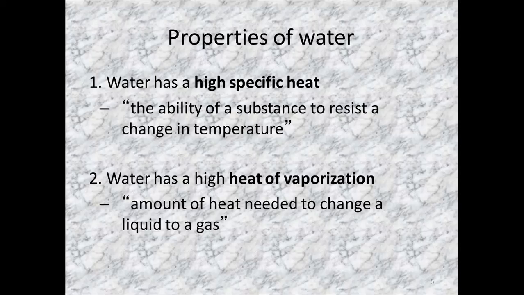For the environment, this high specific heat and high heat of vaporization help to keep our environment stable in terms of temperature, meaning that we don't have 300 degrees during the day and negative 200 at night. We only go from, say, 100 in the desert to 50 at night. So that slow absorbing of energy and the slow releasing of energy keeps those temperatures moderate.